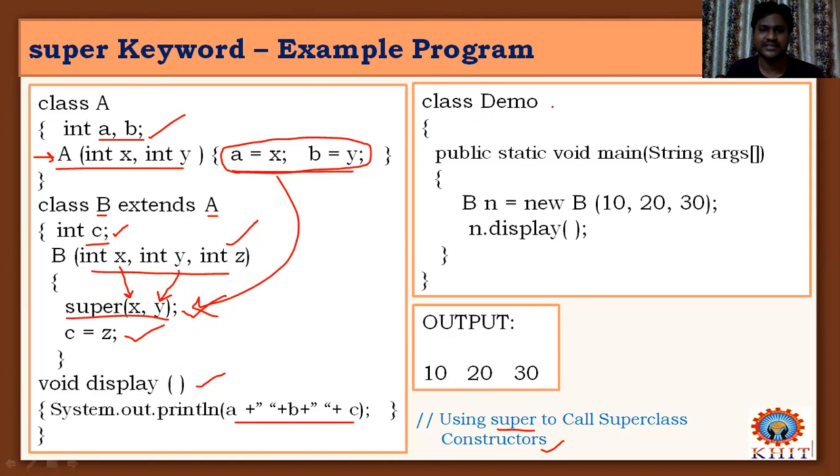Coming to the main class Demo, inside the main method, we are creating an object of subclass B by passing three arguments. These three values are passed into constructor B, and inside it the super keyword is used for calling the constructor of class A. The 10 and 20 are passed to constructor A to initialize instance variables A and B, and 30 is initialized to instance variable C. When we call the display method using this subclass object, it simply displays the values A, B, C on the screen, that means 10, 20, 30. Very simple to understand. This is one of the uses of the super keyword.